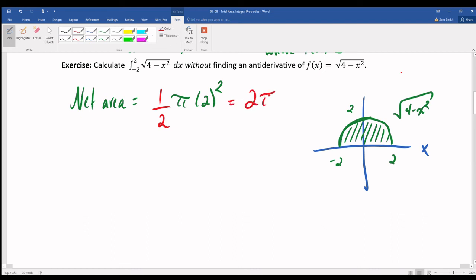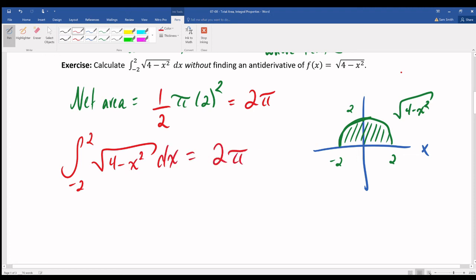And because of the fundamental theorem of calculus, which says that that definite integral and this net area are the same, we can conclude that the integral from -2 to 2 of the square root of 4 minus x squared is equal to 2 pi. And we were able to conclude that just with geometric area formulas and without having to find an antiderivative at all. Very neat trick.